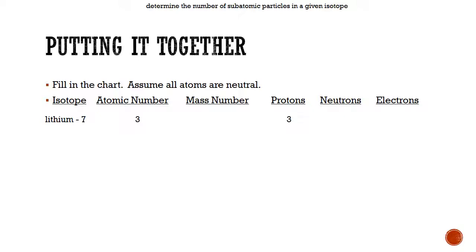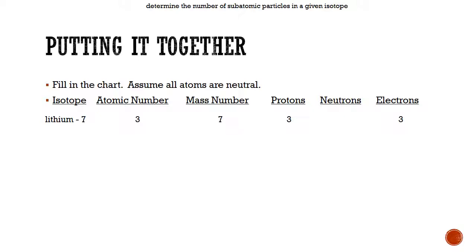And since we're told to assume all atoms are neutral, it also has 3 electrons. Now the mass number, again, that is not on the periodic table. If you look at lithium and you see that 6.94 there, that is not a mass number. It's actually something called an atomic mass. That will be covered in the next video. The mass number is just given to us here.